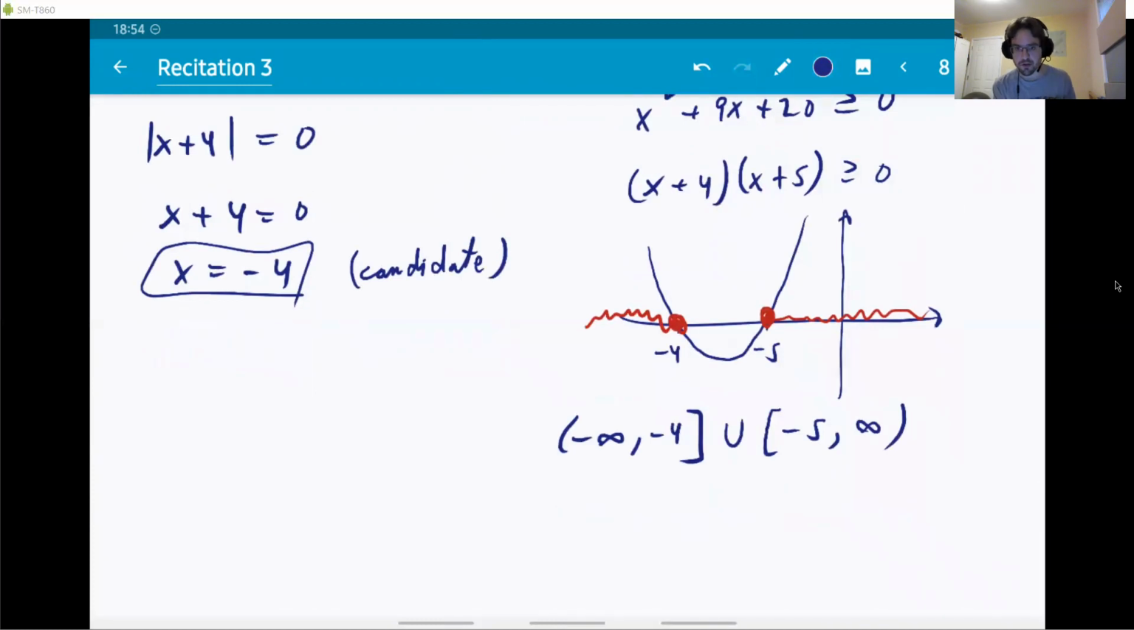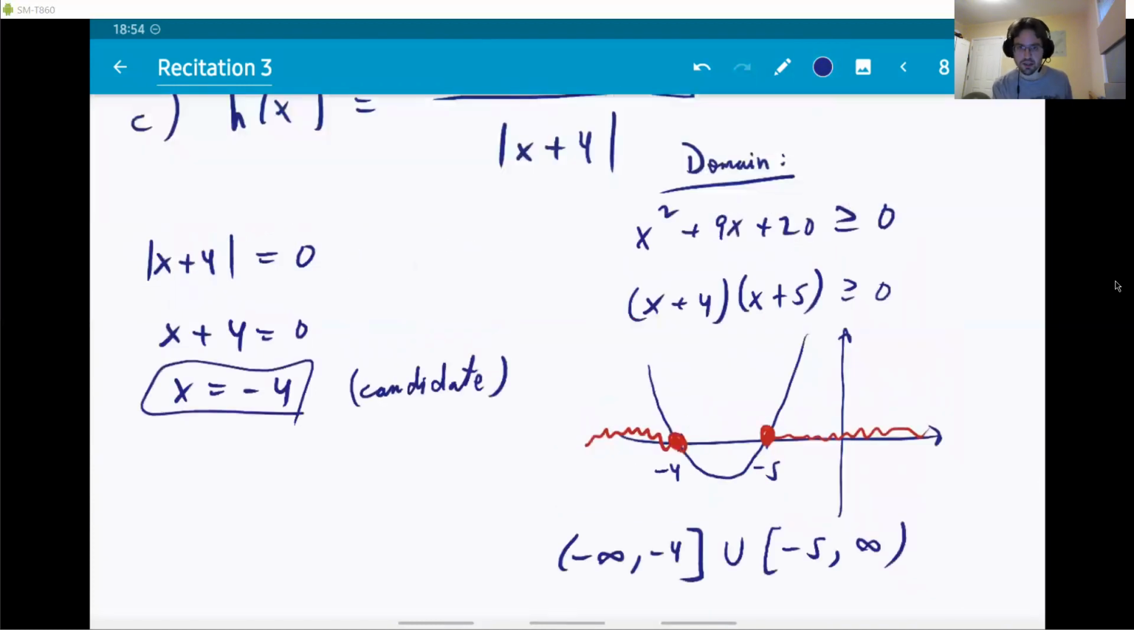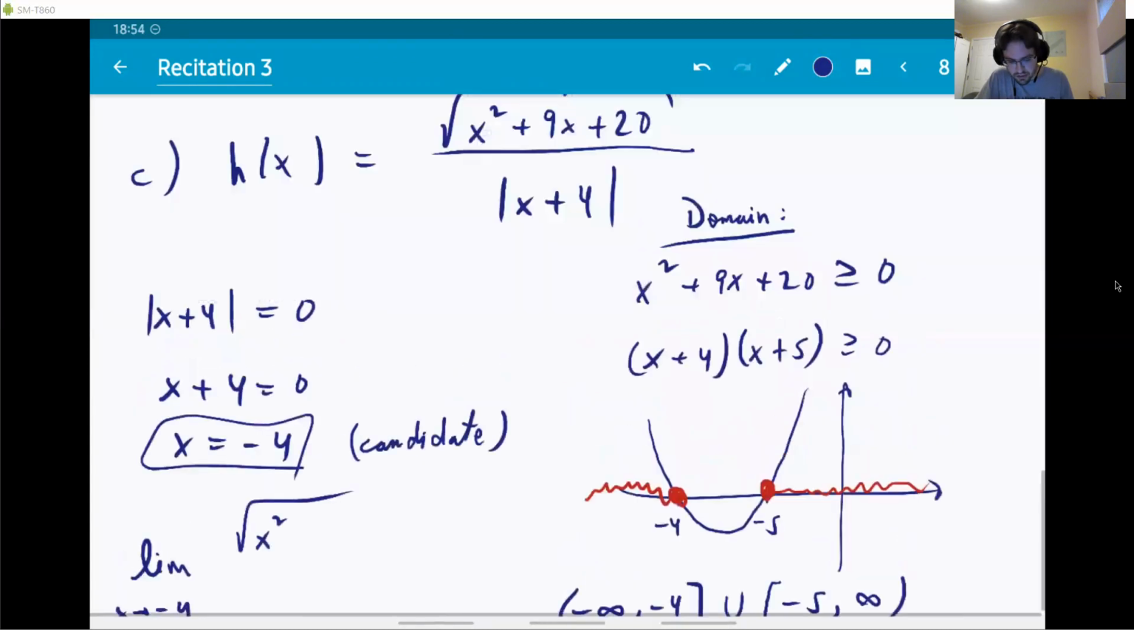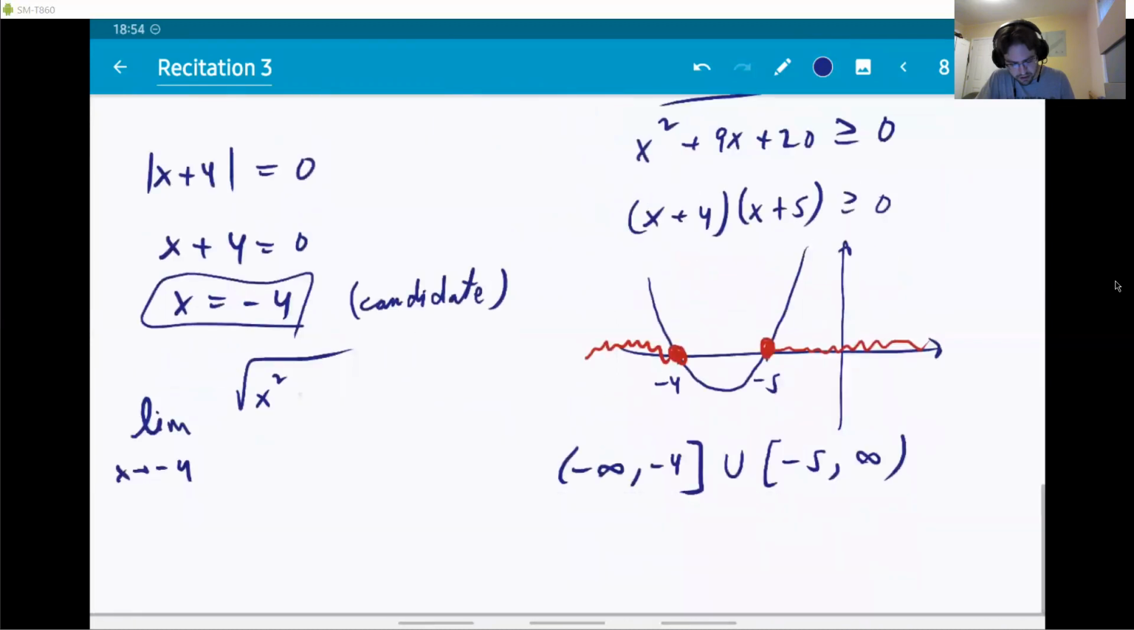It would be a very different issue if the square root was in the denominator. Then it cannot be a 0, so you would not be including these numbers. And then they are potential candidates for asymptotes, but not here. Here only x equals minus 4 is a candidate. So we now just need to understand the limit as x goes to minus 4. Again, it was x squared plus 9x plus 20.